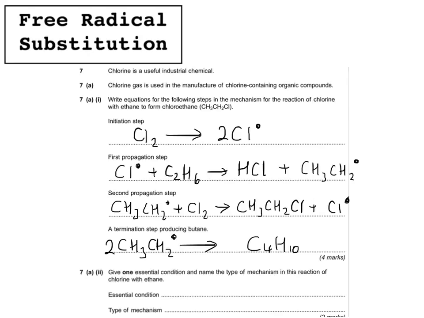to make our C4H10. Now the next question says, give one essential condition and name the type of mechanism in this reaction of chlorine with ethane. So our essential condition is always about this initiation step. So our essential condition will always be the presence of UV light. And the name of this mechanism is free radical substitution.